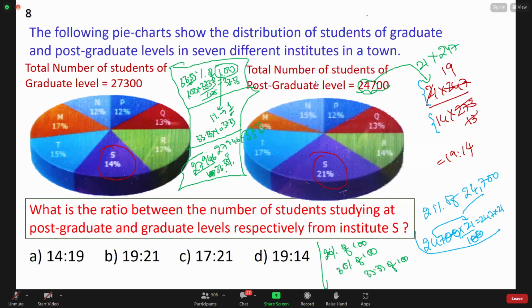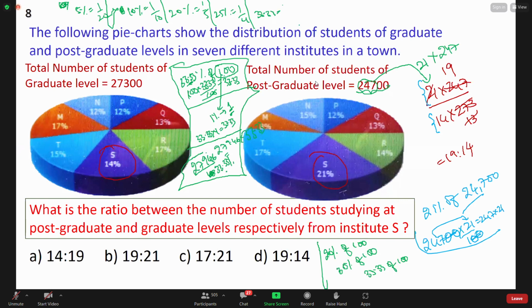See, I'll write down a few fractions and percentages here. Let's start off with 5%. 5% is 1 by 20. 10% is 1 by 10. 20%, 1 by 5. 25, 1 by 4. You obviously know this. 33.33, 1 by 3, and so on and so forth.